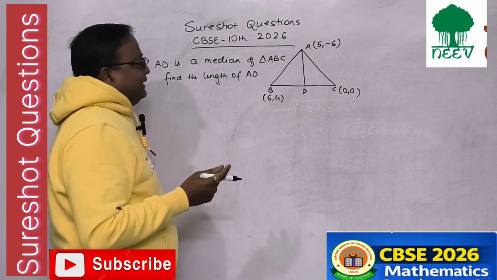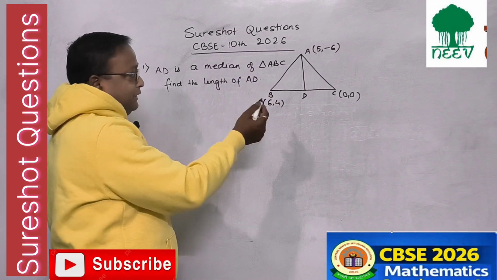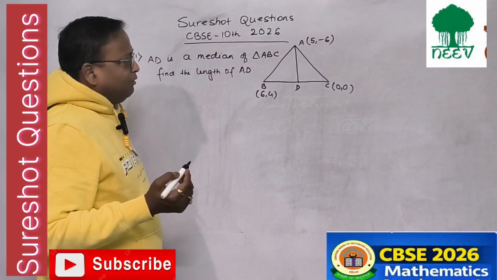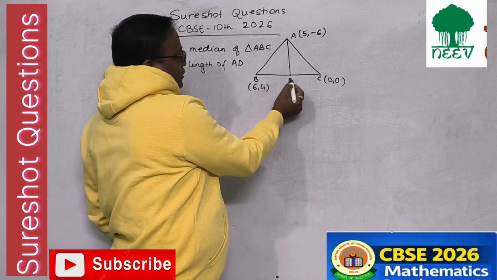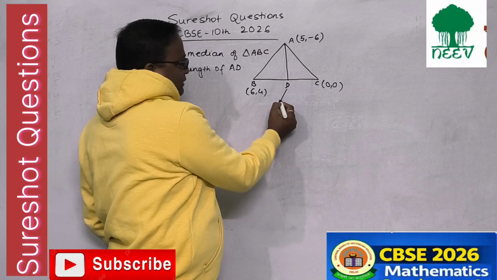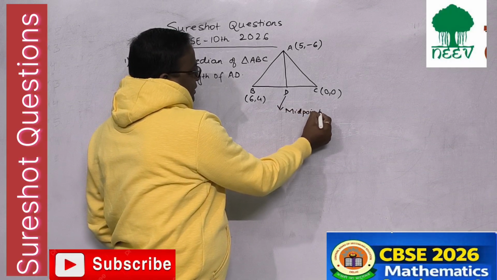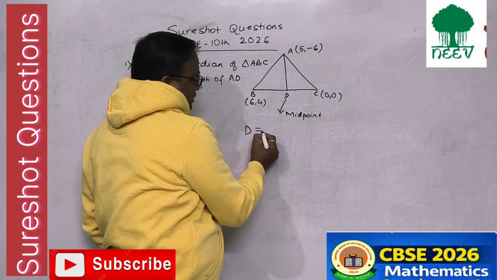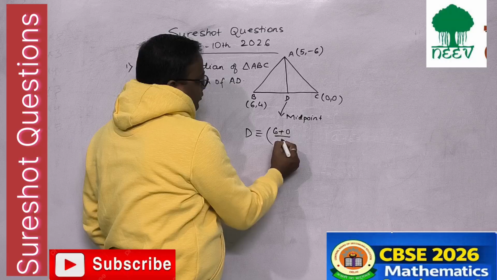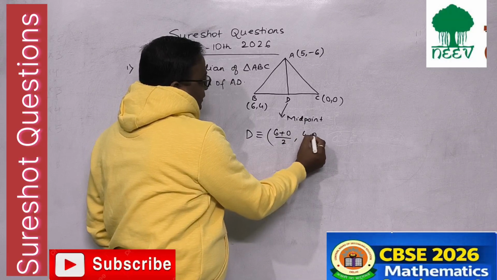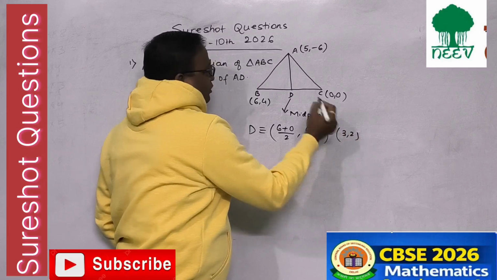We have been given a triangle ABC wherein AD is the median and we are supposed to find the length of AD. So we know that a median divides the base in two parts. So D will be the midpoint. So the coordinates for the midpoint are (x1 plus x2) by 2 and (y1 plus y2) by 2. This becomes 3 and 2.